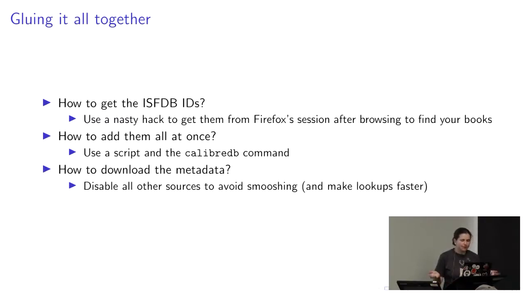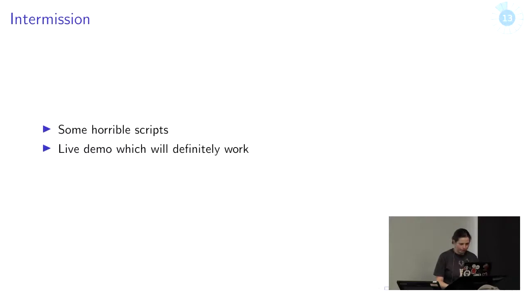And how to download the metadata. In Calibre, you need to disable all of the other sources so that you don't end up getting other sources which might have the same ISBN and overwriting the information with each other. So now I will show you my horrible scripts and do a live demo, which will definitely work, because what could possibly go wrong?